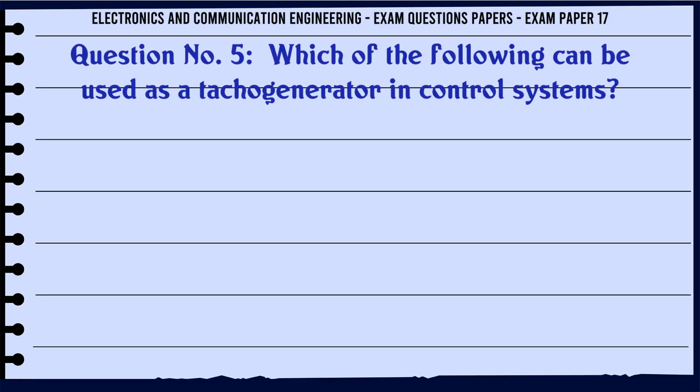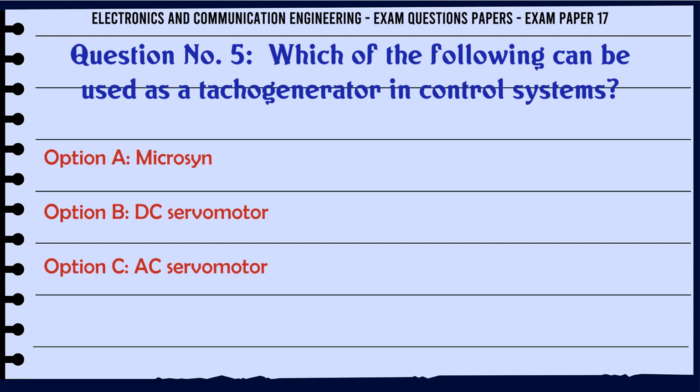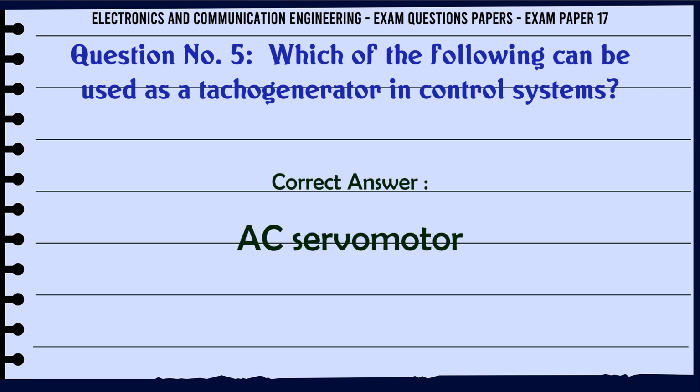Which of the following can be used as a tachogenerator in control systems? A. Microsyn. B. DC servomotor. C. AC servomotor. D. Magnetic amplifier. The correct answer is AC servomotor.